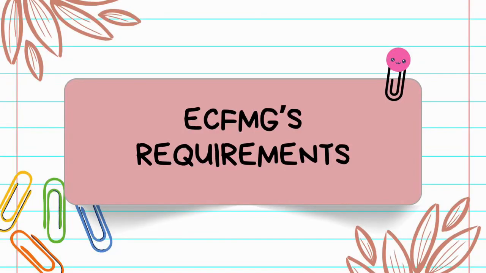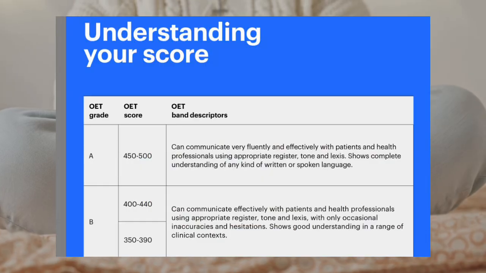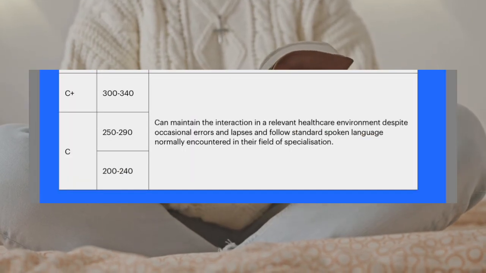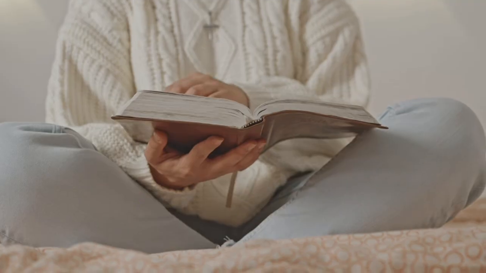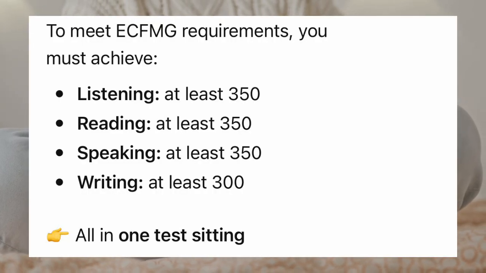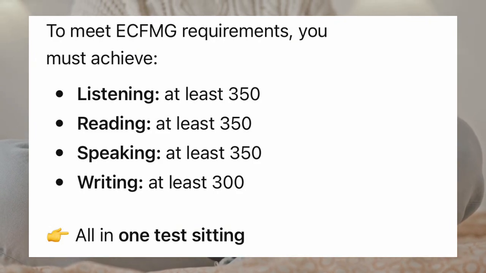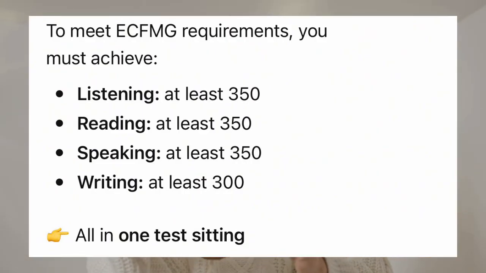Yeah. ECFMG requirements. If you are doing OET for ECFMG, listen carefully. To pass for ECFMG Pathways, in listening you need to achieve 350, and reading and speaking as well, 350. Listening, reading and speaking, 350. And writing, 300. And all must be achieved in one single test attempt. If you fail one subtest, for example listening, you have to retake it. So you have to pass all at once.